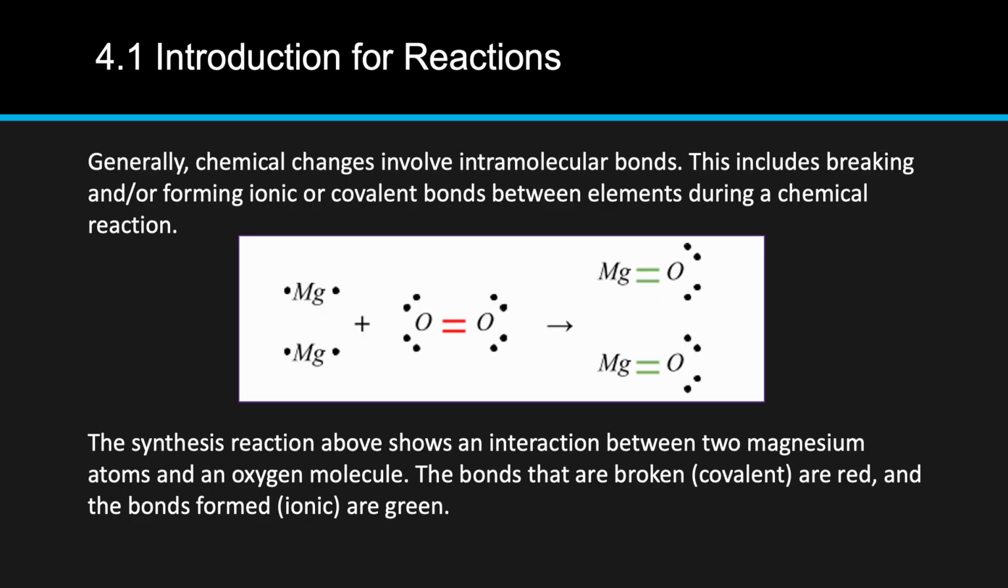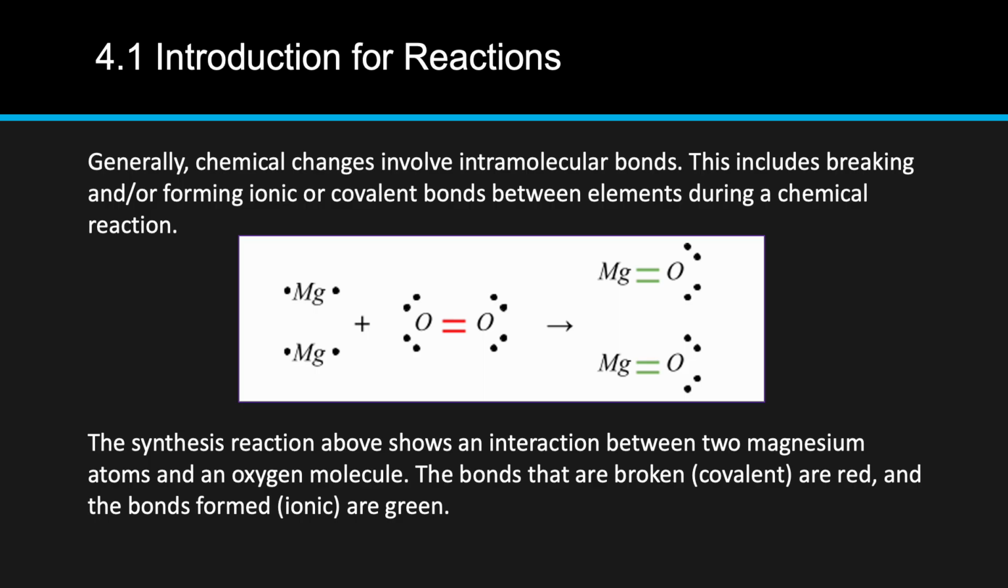Chemical changes, unlike physical ones, involve the breaking or forming of intramolecular bonds, which is the bonds within a molecule. During a chemical reaction, these bonds are either broken or formed, which leads to the creation of an entirely new substance. In the reaction shown here, we have magnesium metal reacting with diatomic oxygen gas, and it forms magnesium oxide.